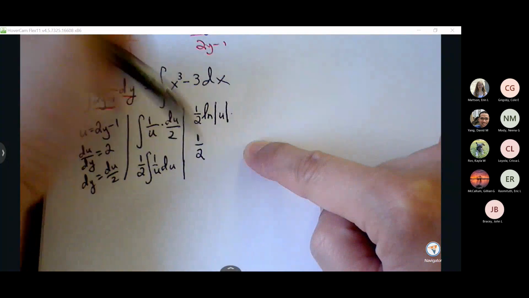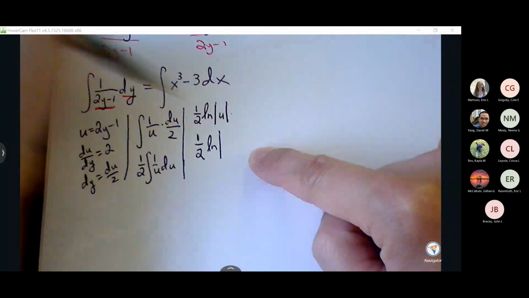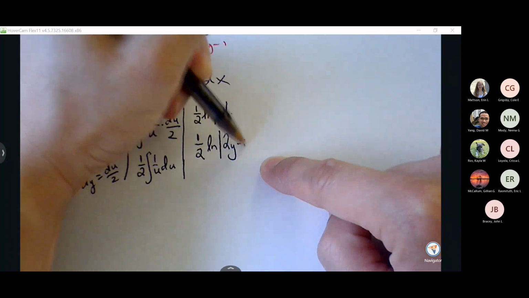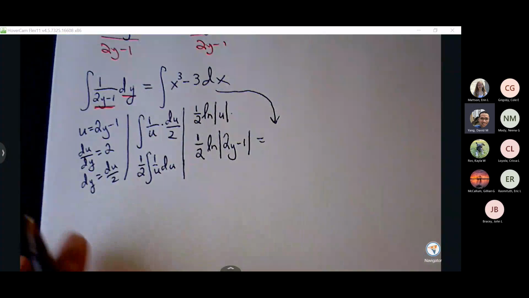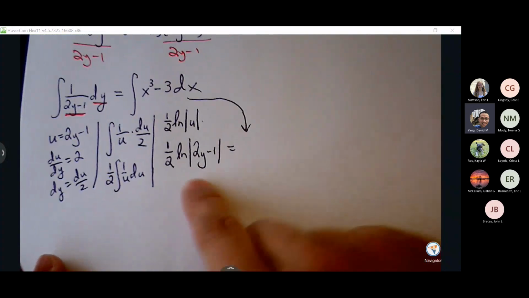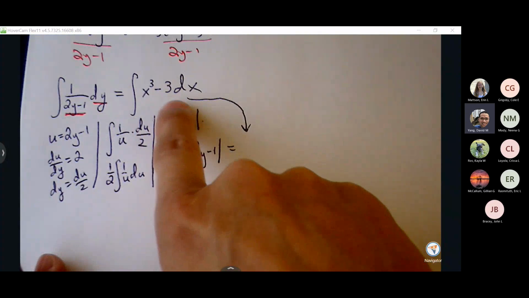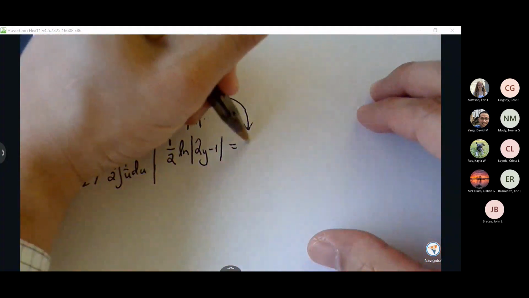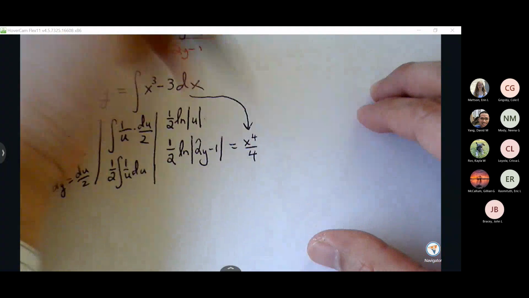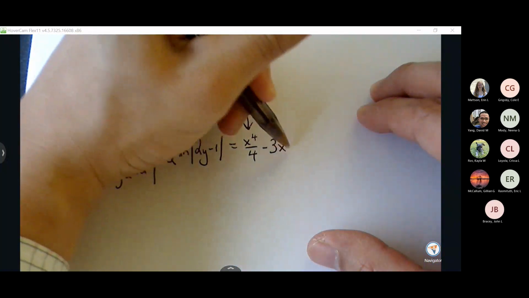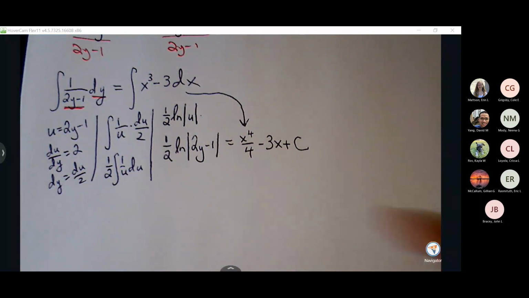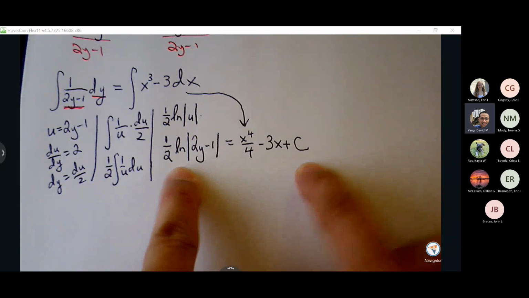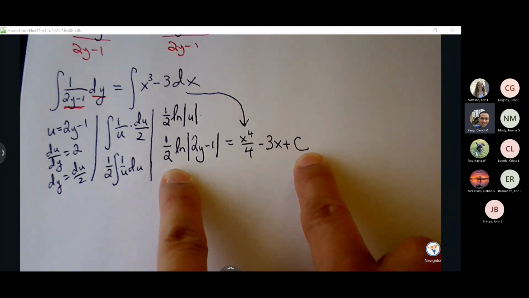Bring in the original variable. Okay, and then left side required a lot more work for me to get it to antiderivative. The right side, I can just go through power rule. Okay, so I'm done with the calculus once I get to this stage. Okay, any questions so far?